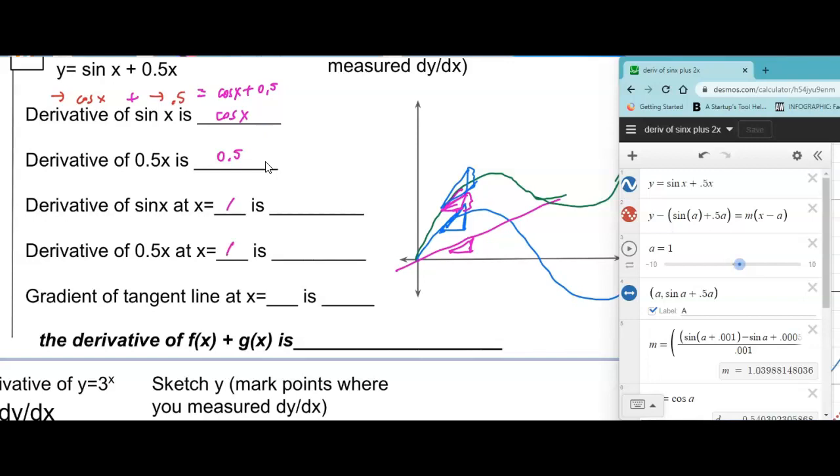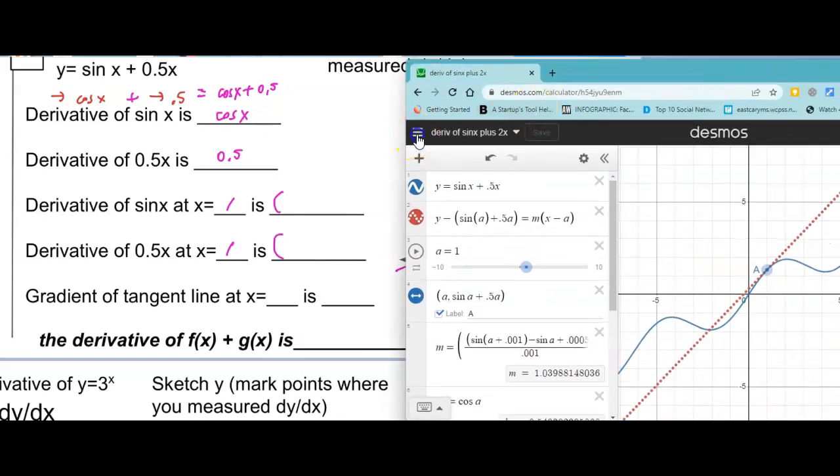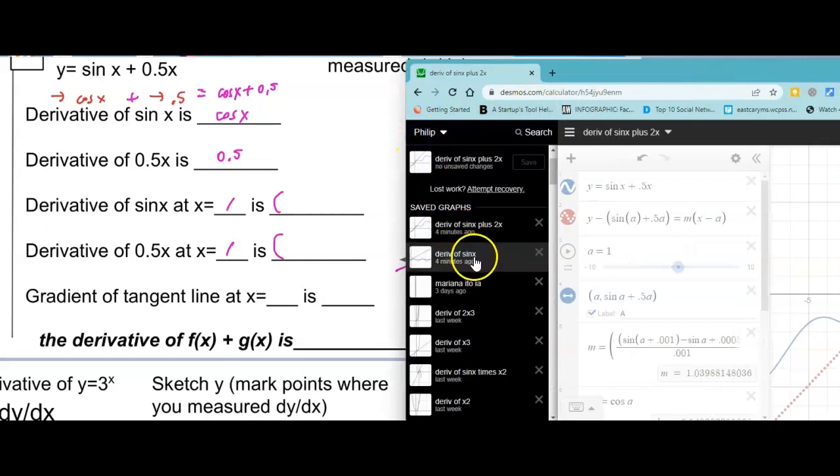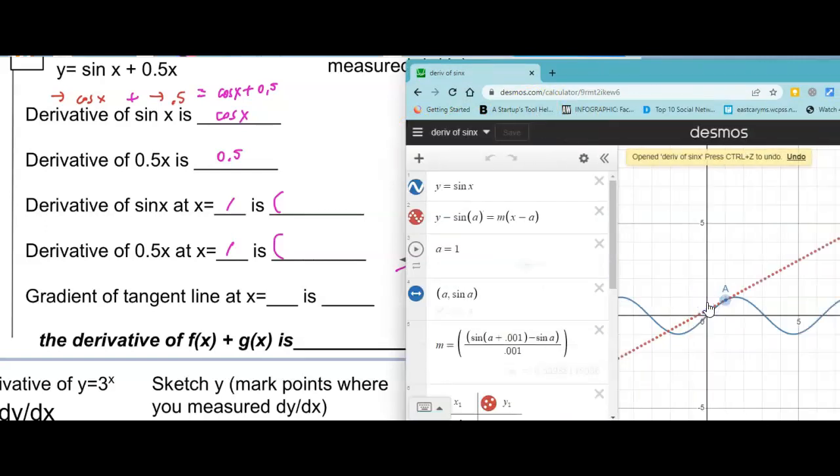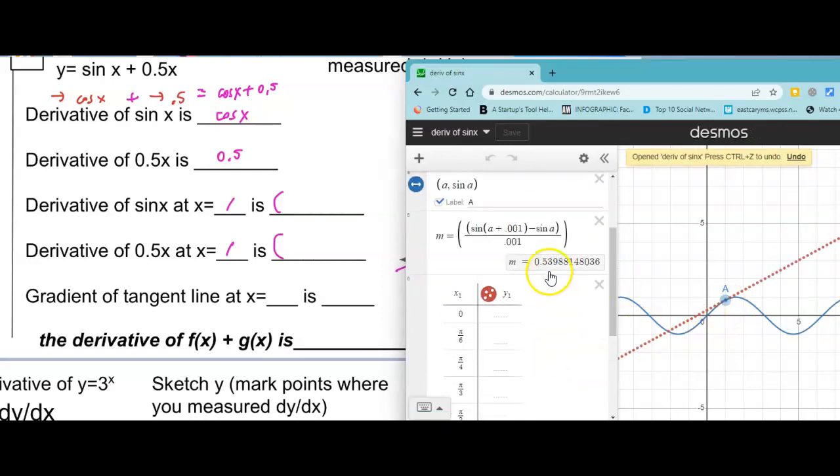And then we're going to use the Desmos manipulative to find out if the derivative of the combined function is equal to these two added together. So let's see. We already have a Desmos manipulative for sine x. So let's find the derivative of sine x at x equals 1. We find out that it is 0.540. Okay, so the derivative of sine x is 0.540.